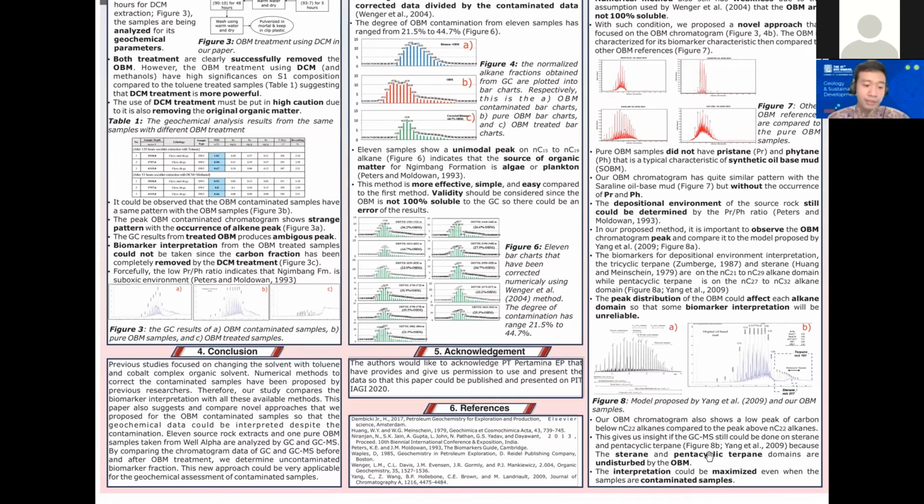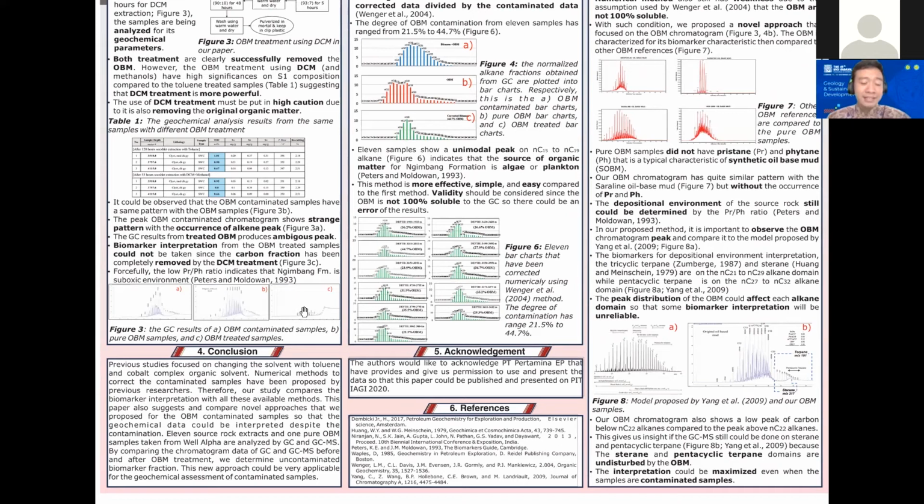So we come to the conclusions here. Previous studies focus on changing the solvent, the first method, and the numerical methods to correct the contaminated samples have been proposed by previous researchers, and we have already demonstrated those methods. The first method is quite ineffective. It removes all carbon fractions, so biomarker interpretation could not be done. However, it is good for samples that have been taken freshly from the subsurface. But most of the data in the oil company have been analyzed using GC and GCMS, so we must maximize the contaminated samples.